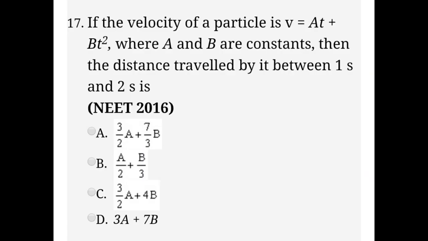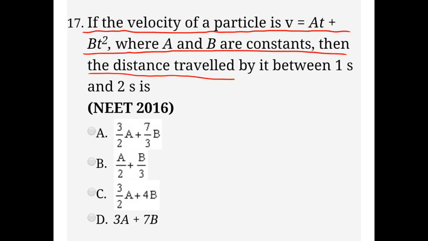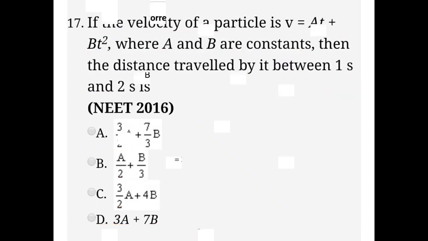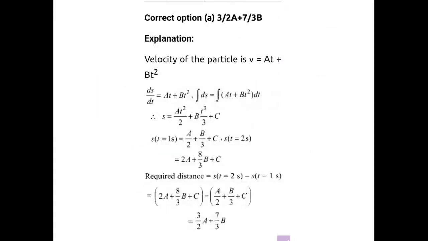Question number 17. If the velocity of the particle is v = at + bt², where a and b are constants, then the distance travelled by it between 1 second and 2 seconds is: option A, 3/2 a + 7/3 b; option B, a/2 + b/3; option C, 3/2 a + 4b; option D, 3a + 7b. The correct option for question number 17 is 3/2 a + 7/3 b.